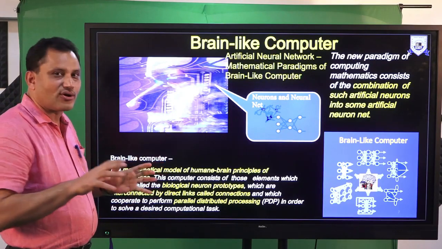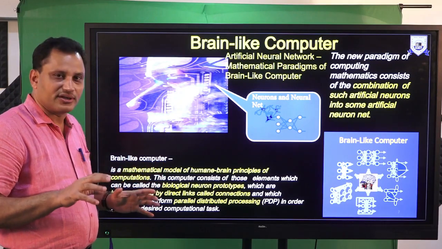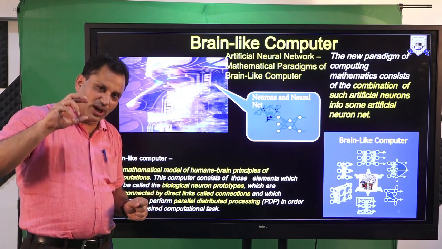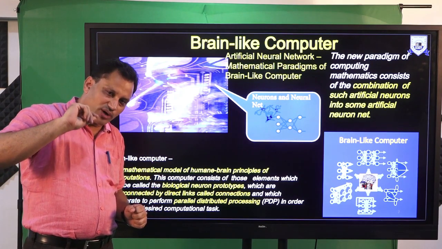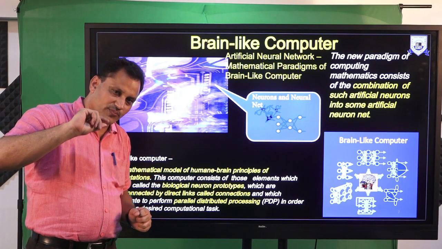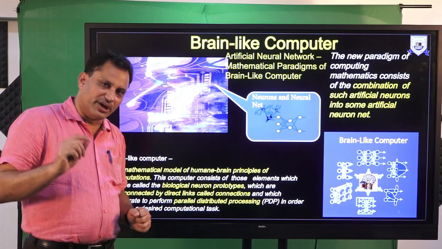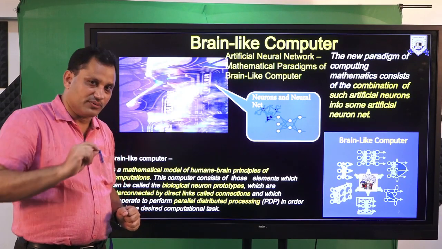So here comes the concept of artificial neural network. As I told you, the biological neuron is a small computing element of our brain. So what we will do is develop a mathematical model for a particular neuron.